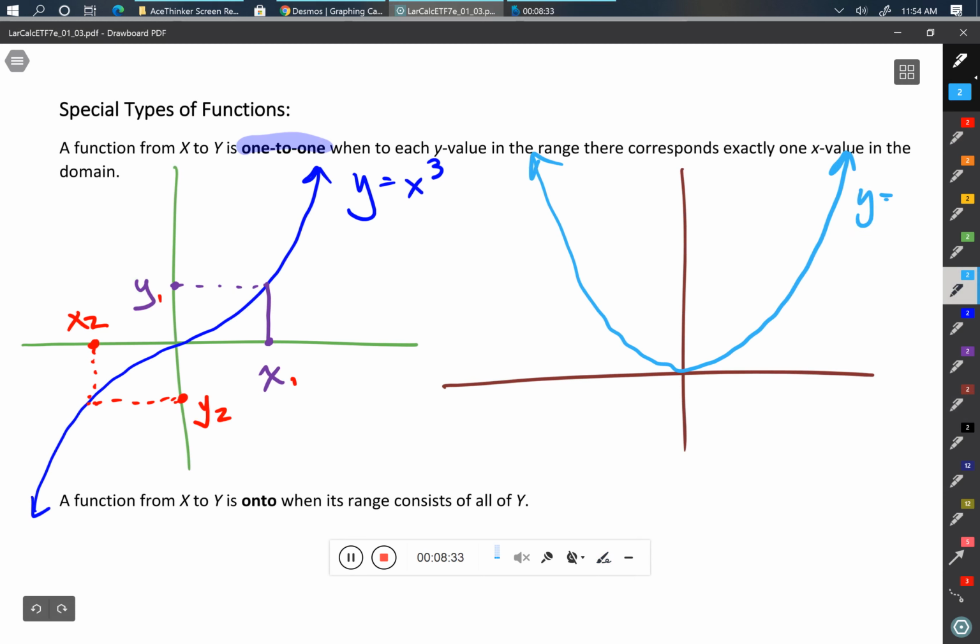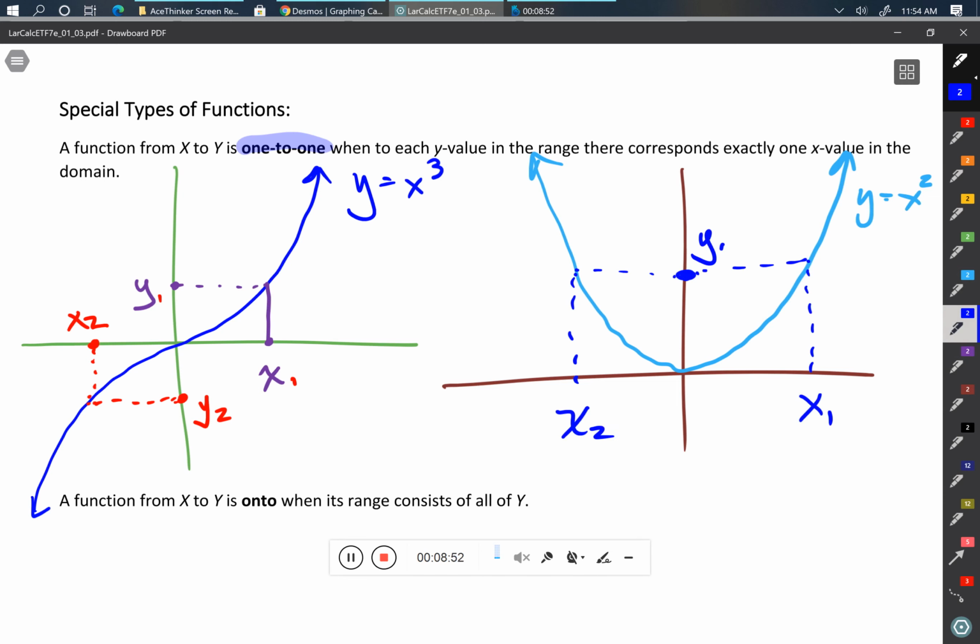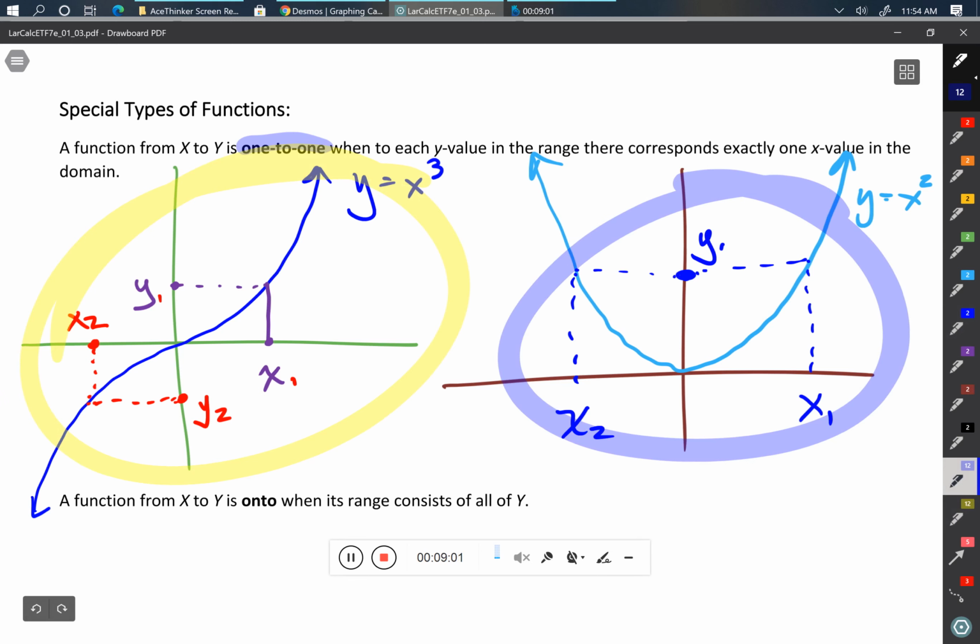Now correspond that to our good friend the parabola, y equals x squared. For this, if you pick a y value, there is potentially going to be two x values that give you the same y value, which makes that not one-to-one.